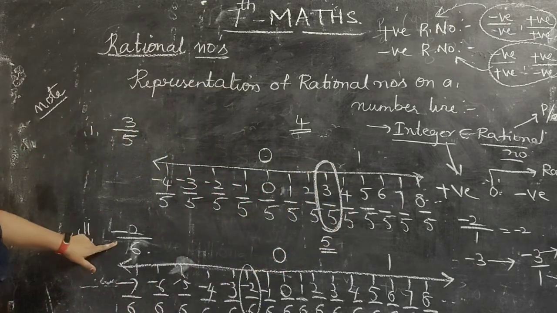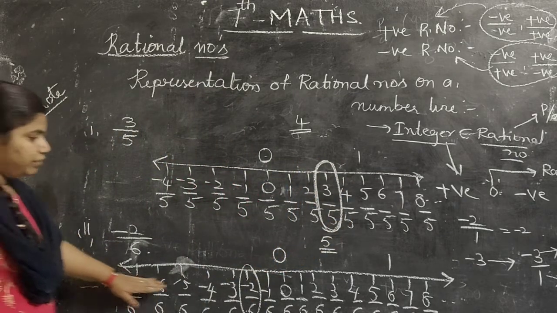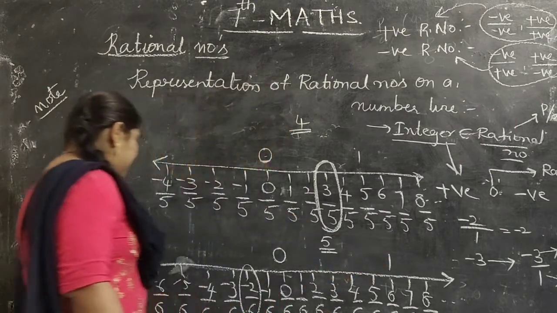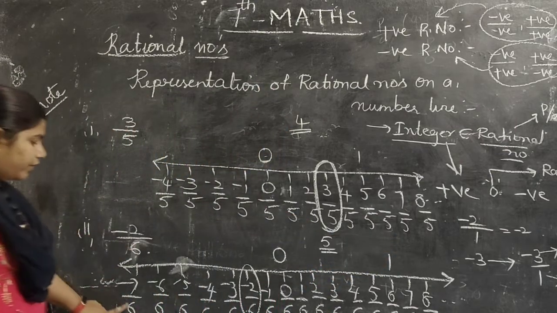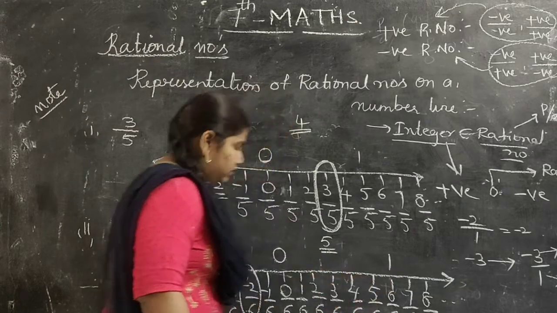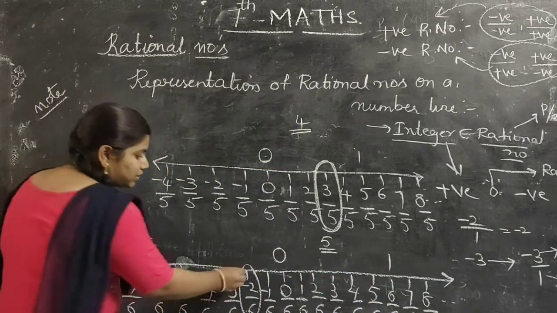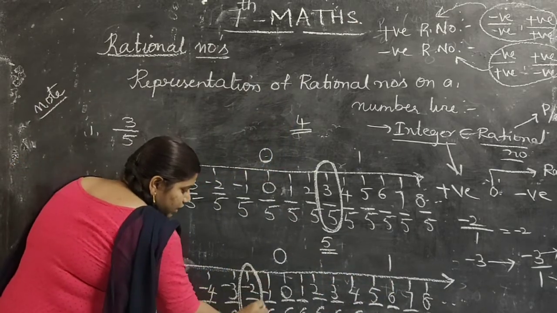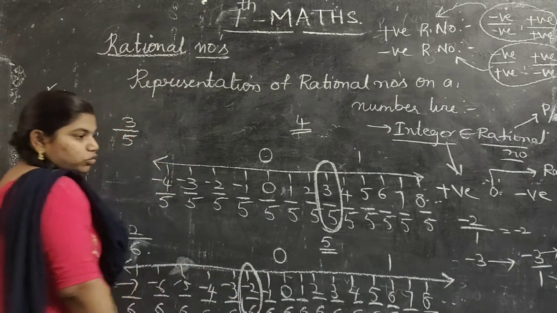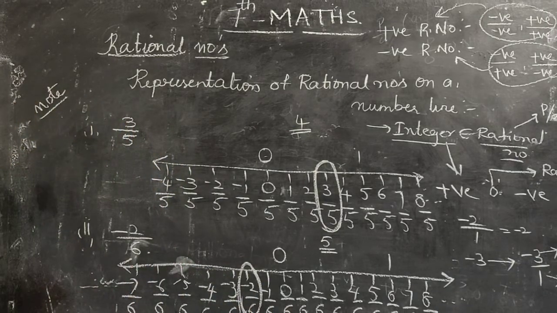In the same way, minus 2 by 6. First we draw the integers number line and see the denominator, that is 6. Divide all the numbers by 6. So where are you seeing minus 2 by 6 in this case? So this is minus 2 by 6, the representation of minus 2 by 6 on a number line.